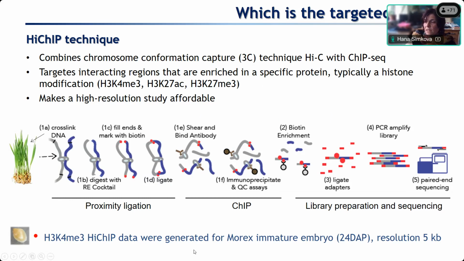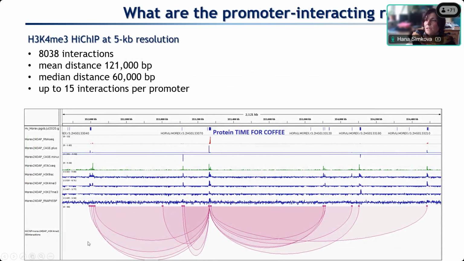As I mentioned, we specifically focused on this H3K4 methylation and generated the data for the maturing embryo of Morex. So this is the result of the analysis. This analysis, at the 5 kb resolution, identified more than 8,000 interactions, whose mean distance was 121 kb, median distance 60 kb. I should say that this is definitely biased towards the larger distances because with the resolution of 5 kb, we cannot identify proximal interactions of segments that are closer than 10 kb. That's the limitation. But anyway, in a genome with the size of that of barley, most of the interactions appeared to be on a larger distance.